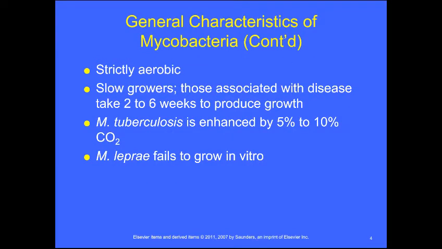Okay? Now, strictly aerobic. So, they only grow in the presence of oxygen. Slow growers, those associated with disease, take 2 to 6 weeks to produce growth. Actually, your mycobacteria can take up to 2 months to grow.